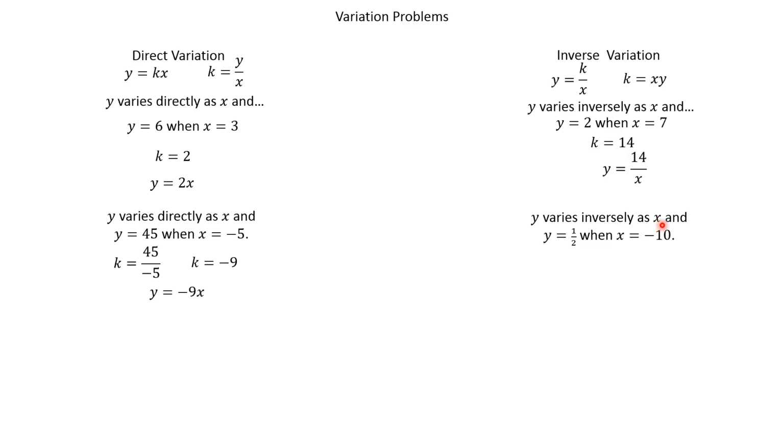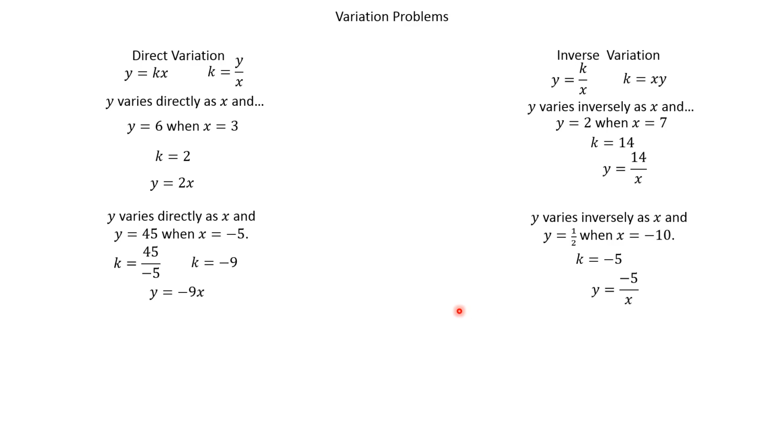Y varies inversely as x means we have this. And y equals 1/2 when x equals negative 10. Plug them in. K equals 1/2 times negative 10, which is negative 5. So y equals negative 5 over x. That will graph the same, except that it'll be in quadrants 2 and 4 instead of the 1 and 3 where it's positive. And then we have another type of variation.